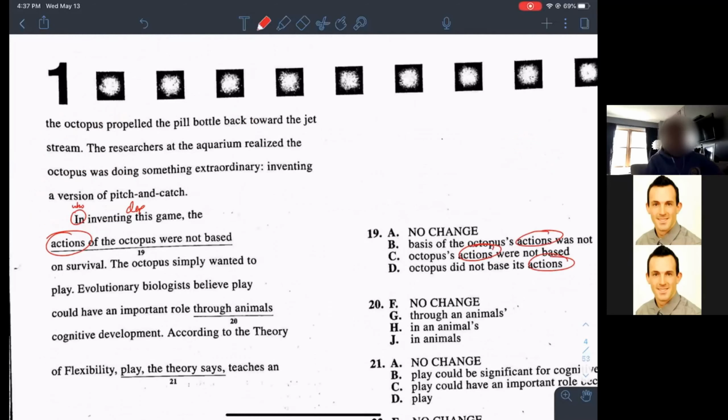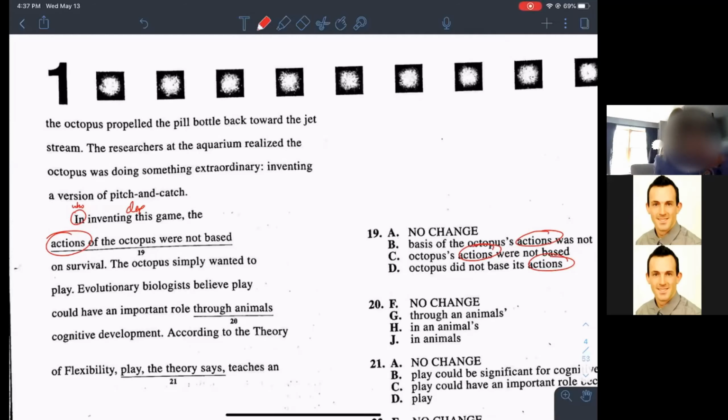Okay. So you see how I said who is inventing the game? The who is the subject. In inventing the game, it's not the actions that are the subject there. It's the octopus. And so you thought it was the actions, and I understand why you thought it was the actions, right? In the case of actions of the octopus were not based, that makes it sound like the actions are the subject, because the actions of the octopus, the actions are actually the true subject there.